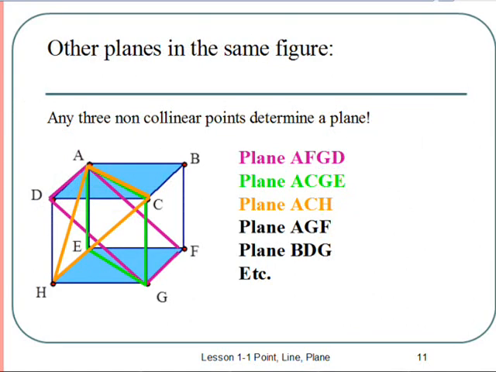Other planes in the same figure. So we see all the sides of the box, but sometimes there are other planes that exist that just aren't drawn. So any 3 non-collinear points can determine a plane. So for example, AD down to FG, this sort of diagonal plane that moves like this, that is a plane. That plane exists. ACH right there, that plane exists. The green one that goes across diagonally, ACEG, that plane exists. So we can have more planes just because they're not drawn. Any 3 points can form a plane.